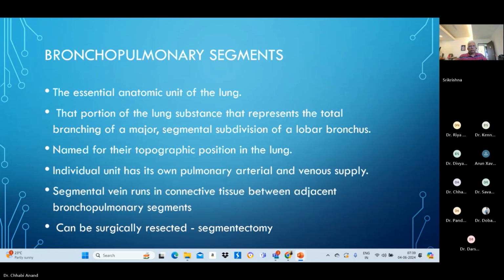Now, bronchopulmonary segments. This is the essential anatomic unit of the lung. It is that portion of lung substance that represents the total branching of a major segmental subdivision of a lobar bronchus, named for their topographic position in the lung. Each unit has its own pulmonary arterial and venous supply. Segmental veins run in connective tissue between adjacent bronchopulmonary segments, and a segment can be surgically resected, that is segmentectomy.